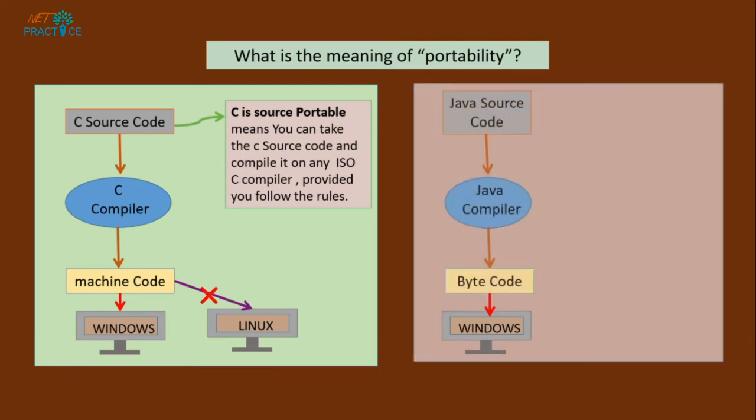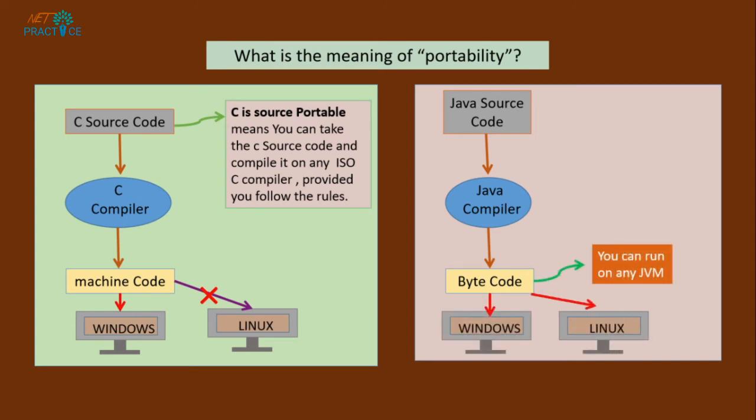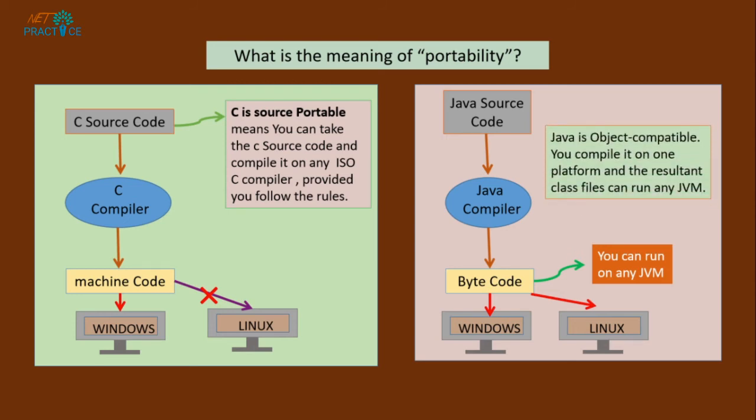But in the case of your Java program, once you compile the Java code, it produces bytecode, which is machine independent. So you can take this bytecode to any operating system and you can run it, but you should have JVM. So this bytecode can run on any JVM. So Java is actually object compatible, object portable. Once you compile the Java source code, you can take the class file and run it on any Java virtual machine.